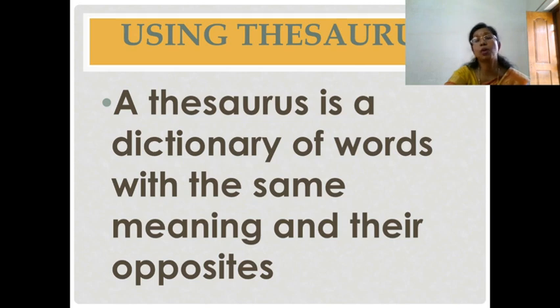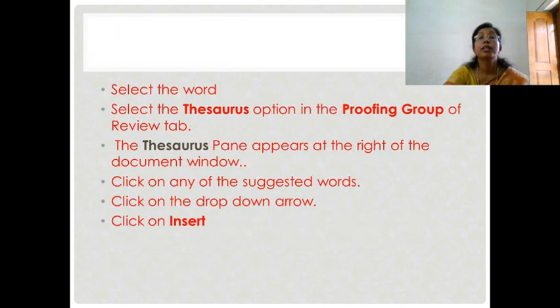Now, how to use this option? To use the thesaurus option, select the word for which you want to find another word. First select the word, then select the thesaurus option in the proofing group of the review tab. The thesaurus option you can find in the proofing group of the review tab.